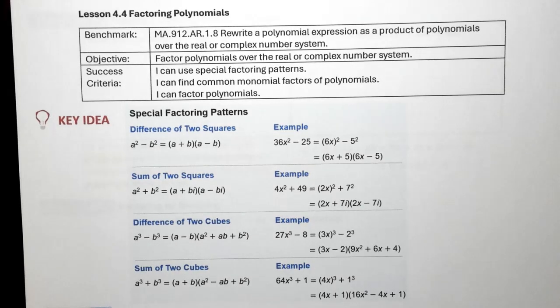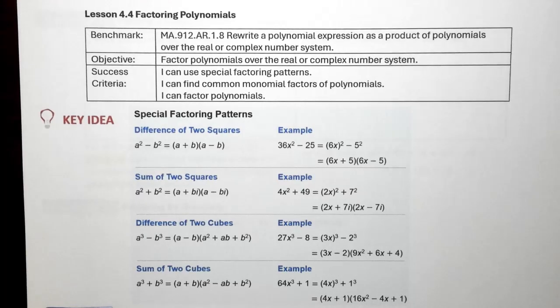Alright guys, welcome to lesson 4.4, factoring polynomials. I know one of your favorite things, factoring. So we are going to look at some more ways that we can factor, but before we get started, our objective for this lesson is to factor polynomials over the real or complex number system. So remember that complex number system is where our imaginary numbers come in.